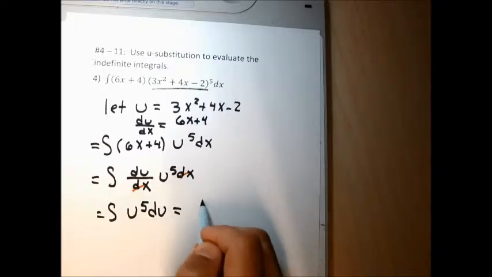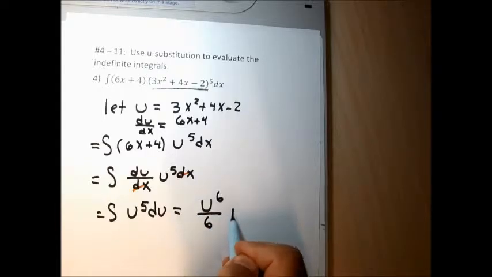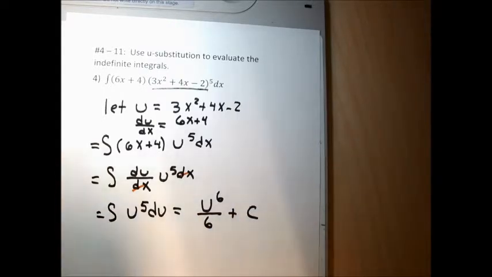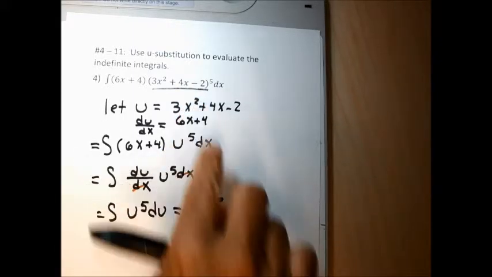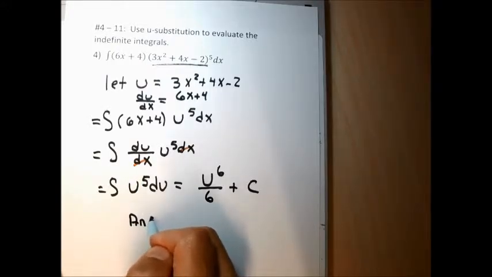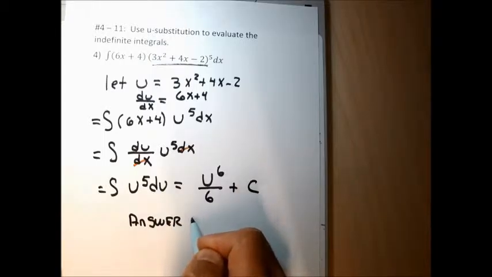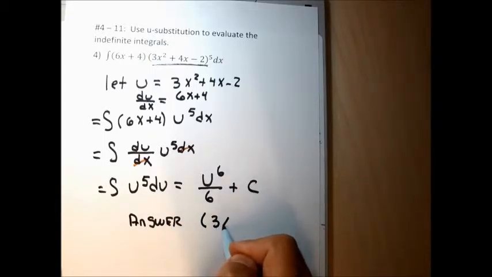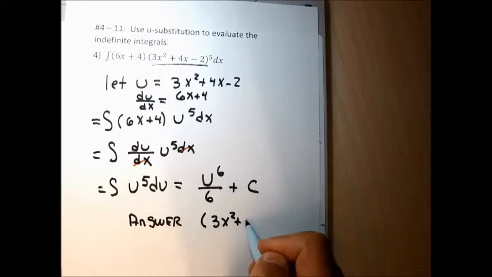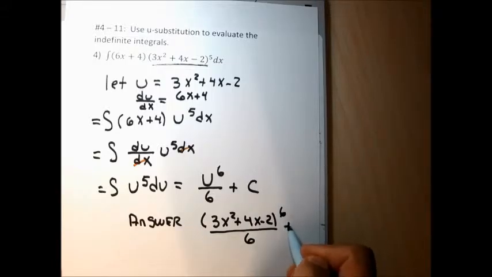Now I'm going to add 1 to the exponent and divide by the new exponent. Tack on my plus c. And then get to an answer. In my answer, I'm just going to take the u and change it back to what it's equal to. And that divided by 6, you can make them multiply by 1/6 if you care to. So for my answer, I'm going to write 3x squared plus 4x minus 2 to the 6th over 6. That fraction can't reduce, plus c.